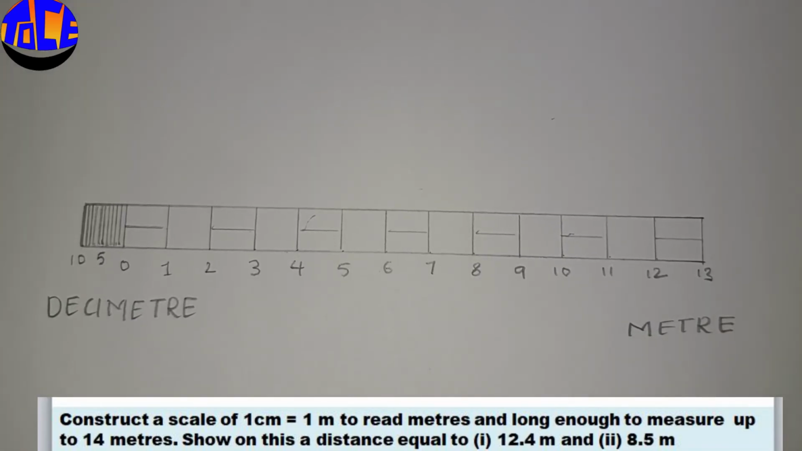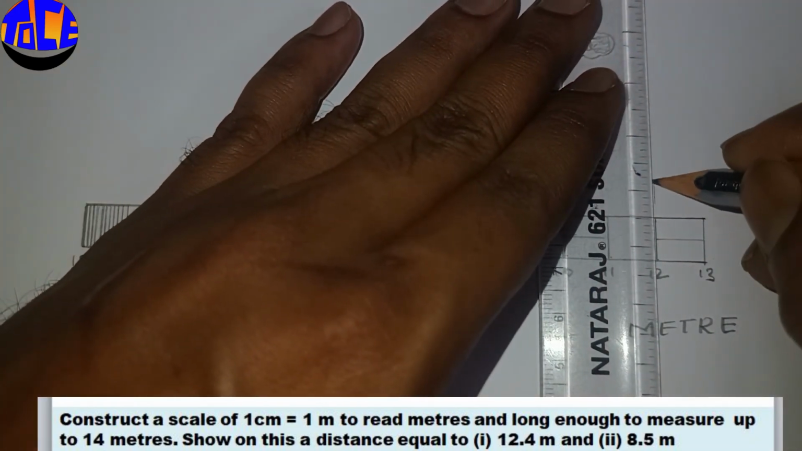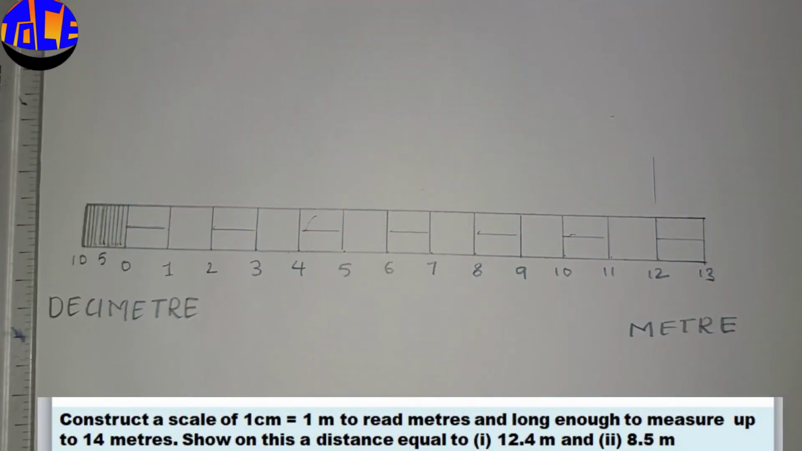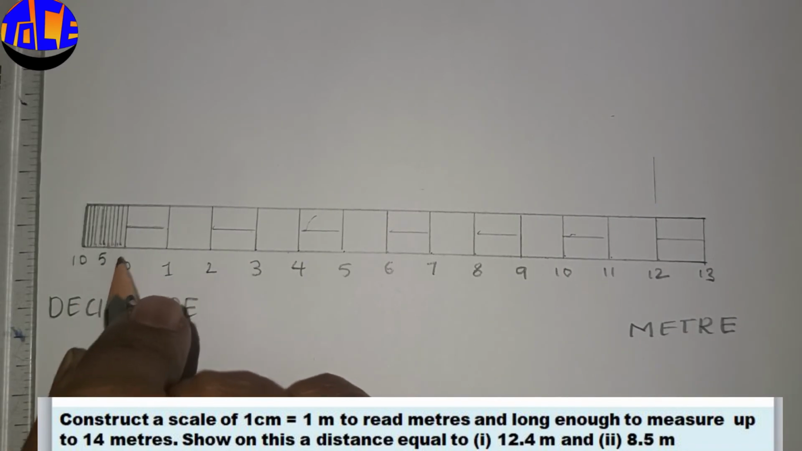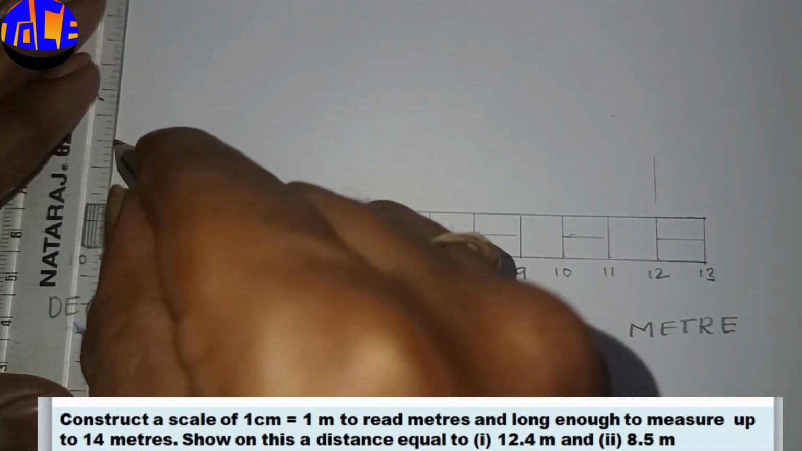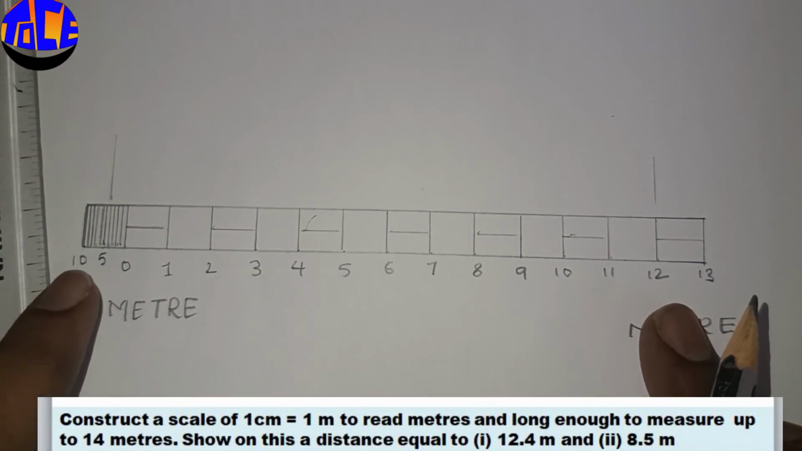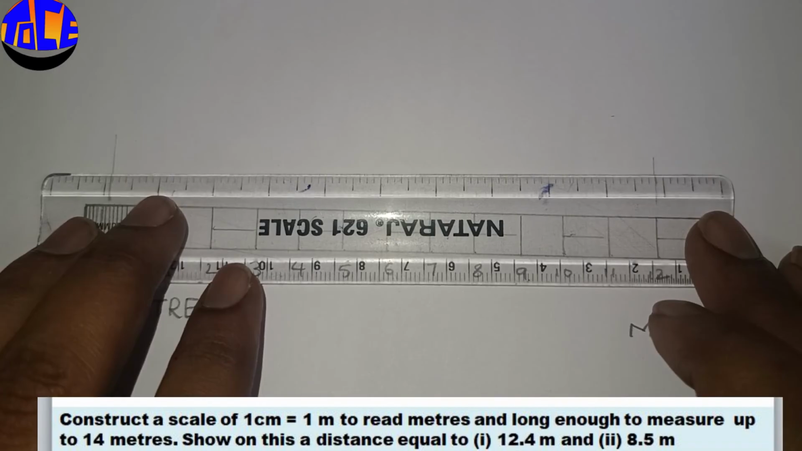The next step is we need to show whatever length he asked to show in the question. In the question he asked to show a length of 12.4 meters. So 12 is here. So draw a dimension line here, and 0.4, that is 4 decimeters. So here this is 0, 1, 2, 3, and 4. So this will be the 4, right? So 12 meters, 0.4. That is 12 meters, 4 decimeters is asked to show. So 12 meters and 4 decimeters is here. So it will be 12.4.